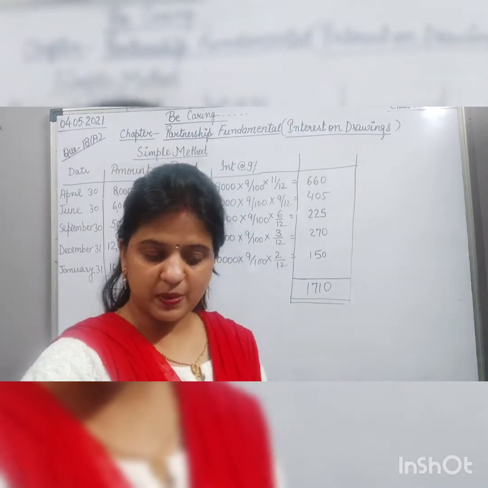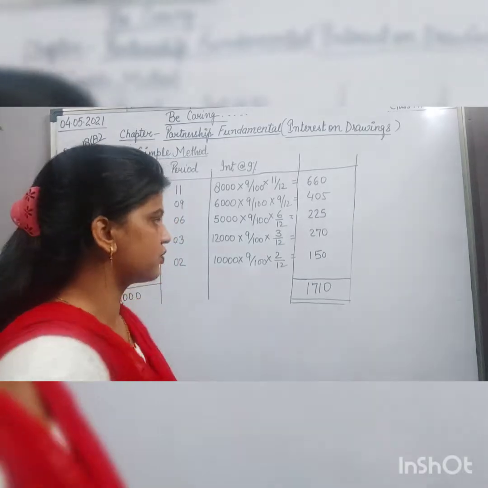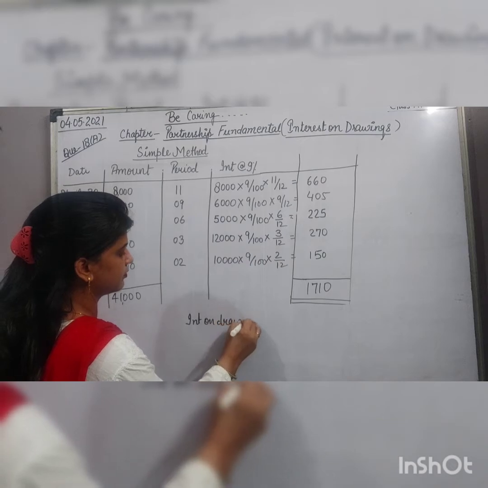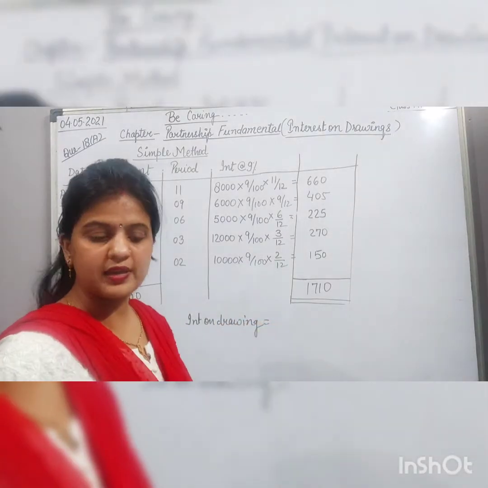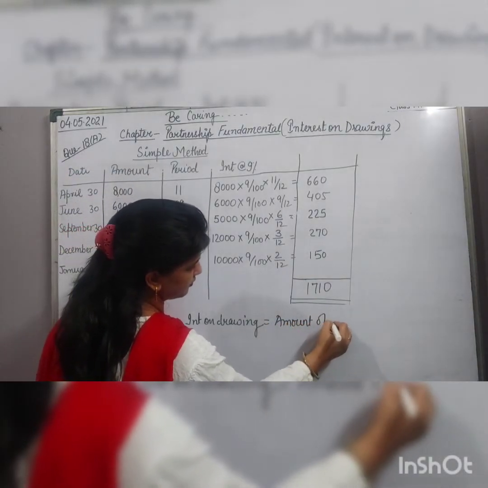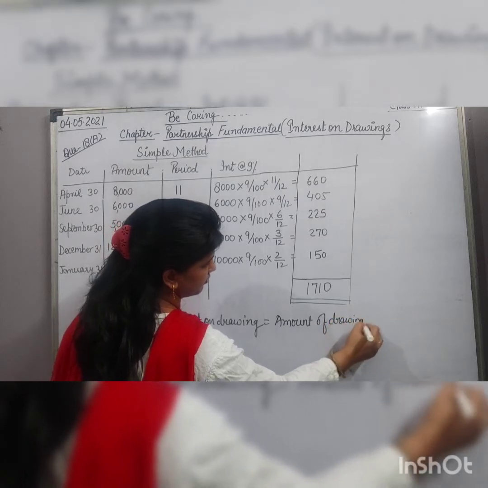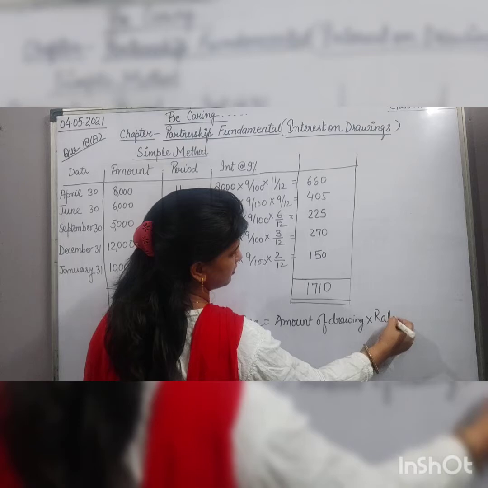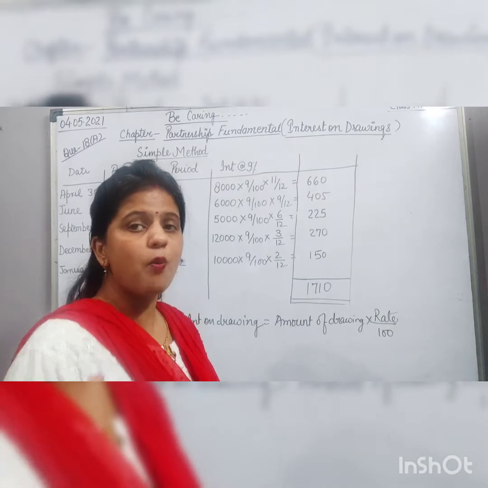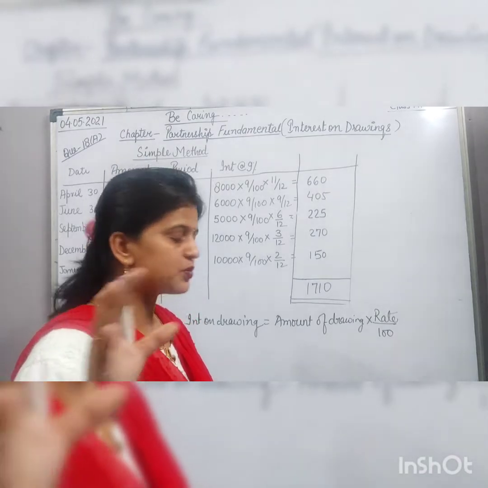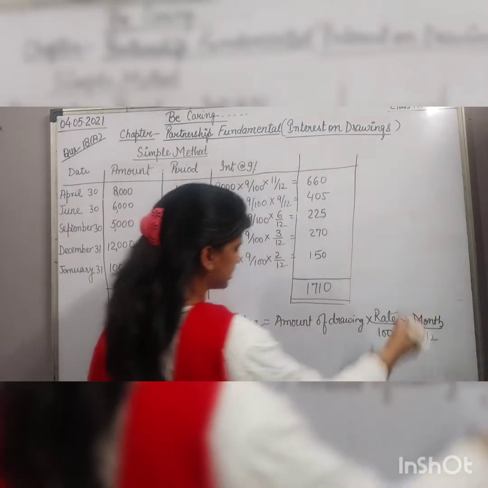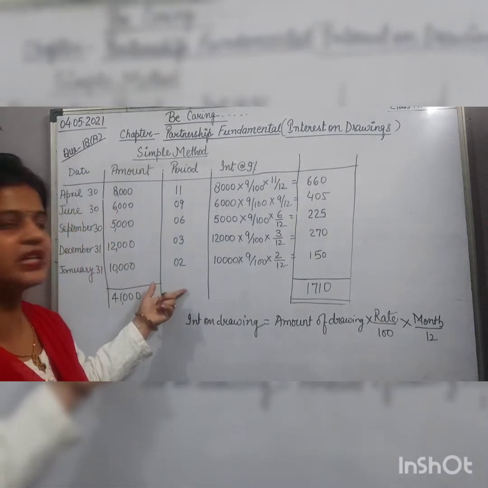Okay, and in simple method, what is the formula we use to apply, that interest on drawing is equal to amount of drawing into rate upon 100 into duration, the month, how much month the drawing has been made. So into month upon 12. This formula we will use for calculating the interest on drawing.